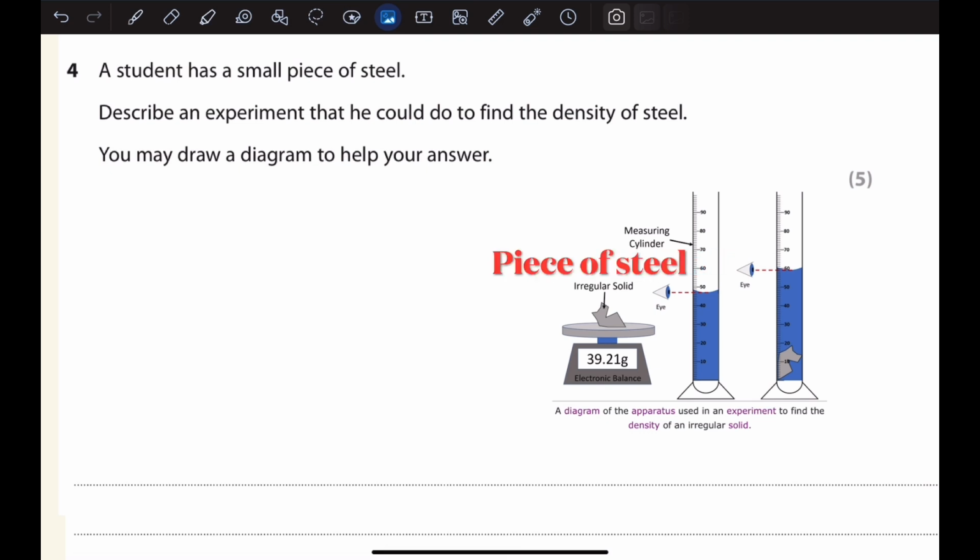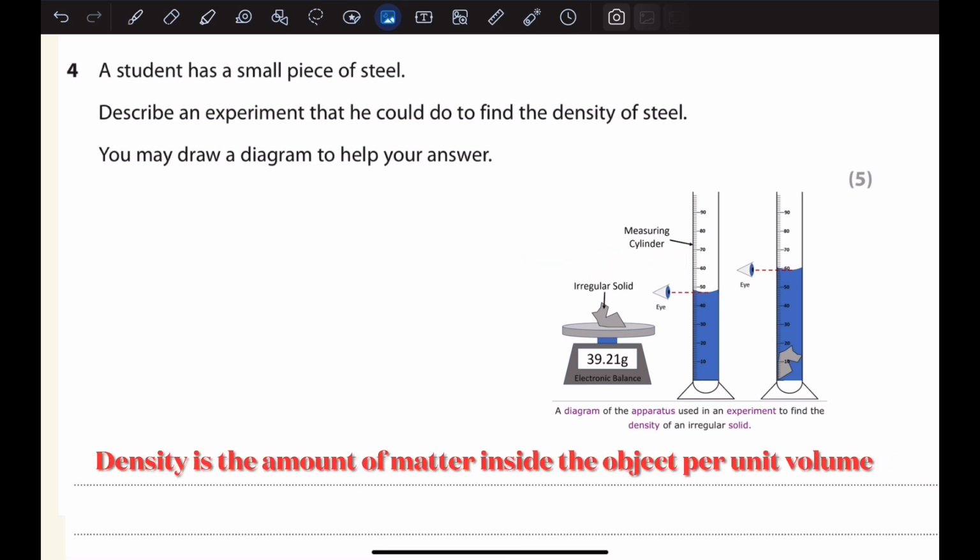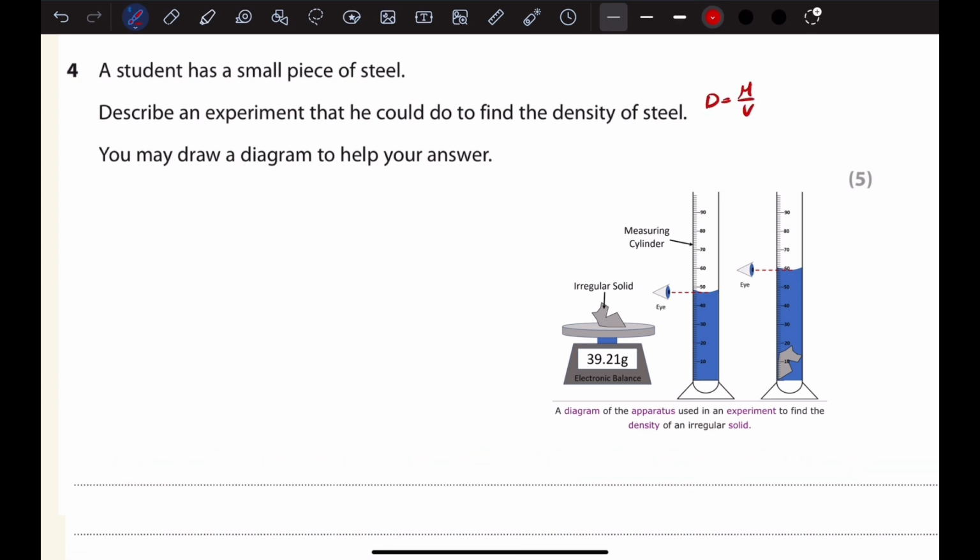So the diagram has an irregular solid object. We place it on the electronic balance and it shows us the reading. So the most important thing here, if you think about it, is that density equals mass divided by volume. I'm dealing with an irregular object. How can I do this experimentally?